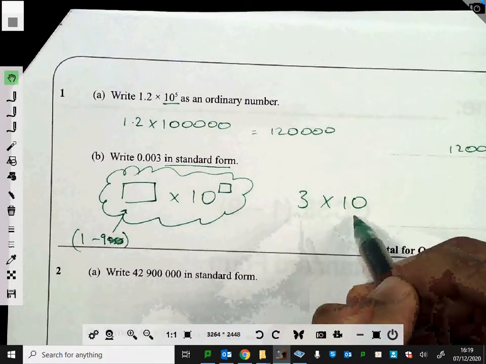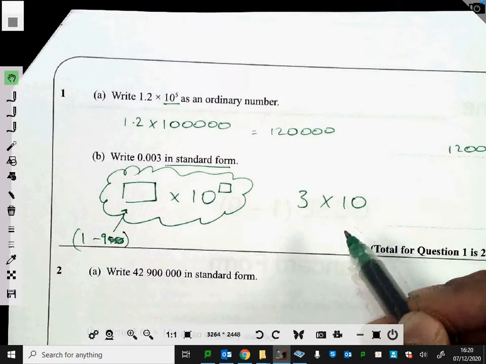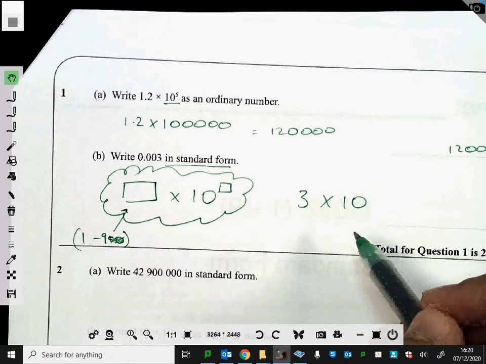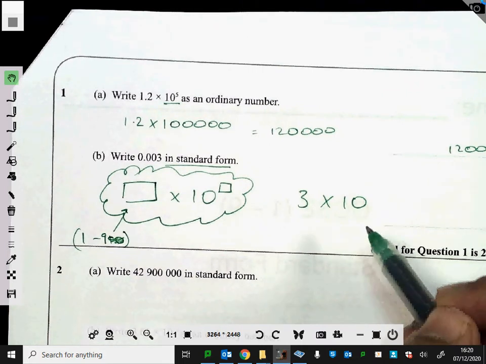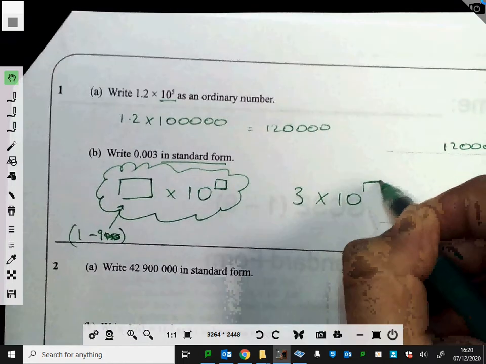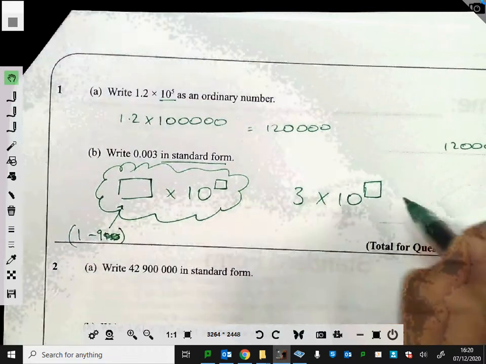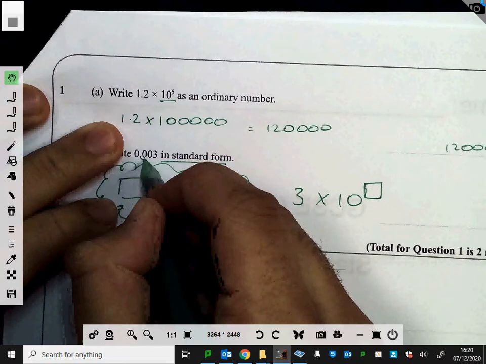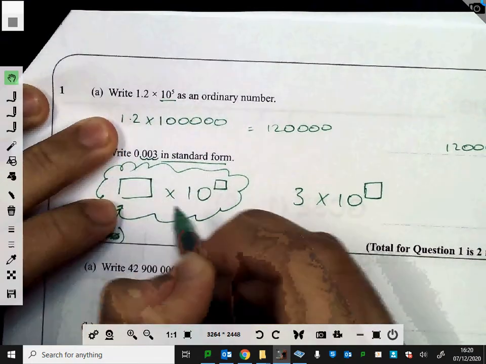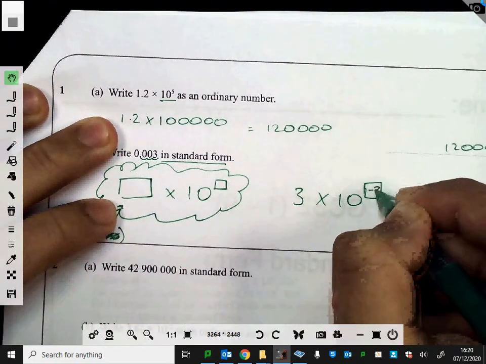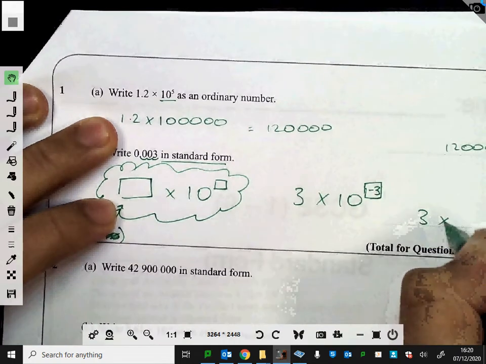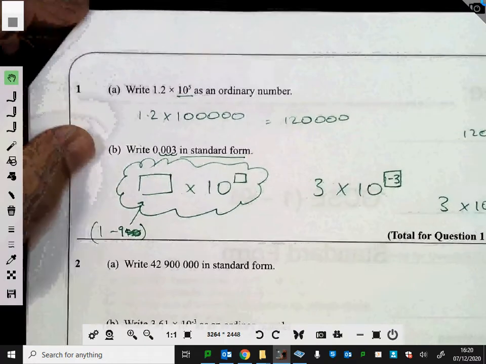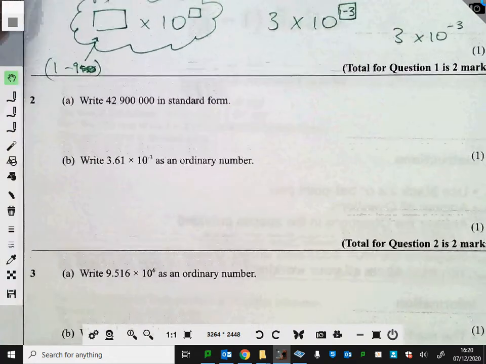Now, 3 times 10, it's going to get bigger. So I actually need to times it by a number smaller than 10. Now, to make 10 into something smaller than 10, I'm going to use a negative power. Okay, so the number that goes in this box, 10 to the power of, is going to be minus, and effectively you look at how many places you need to move the decimal point. So in this case it's 3 places, so it's 10 to the minus 3. So my answer then is 3 times 10 to the minus 3. Nice and simple. Let's take a look at the next two, see how that makes sense.